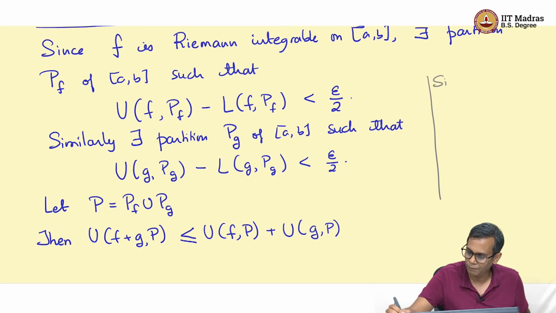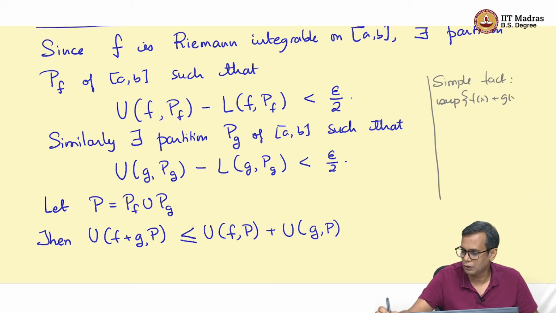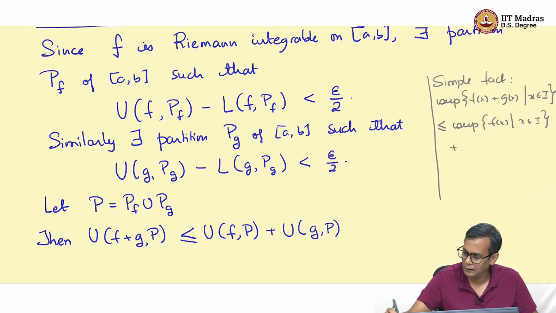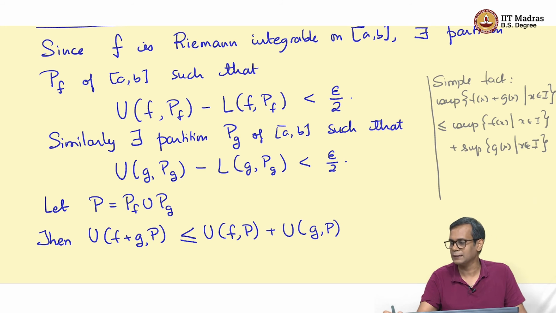If I take the supremum of f of x plus g of x, where x is in some set I, this is less than or equal to the supremum of f of x where x is in I plus the supremum of g of x where x is in I. I'll leave the proof of this as a simple exercise in logic to you, and from this it will follow that the upper sum for f plus g is less than or equal to the upper sum for f plus the upper sum for g.